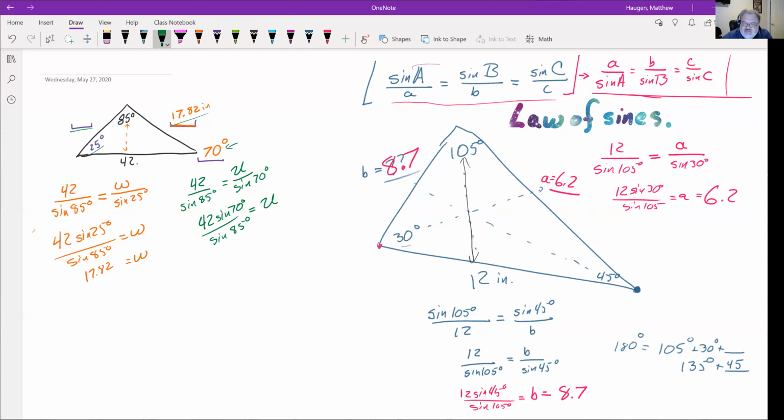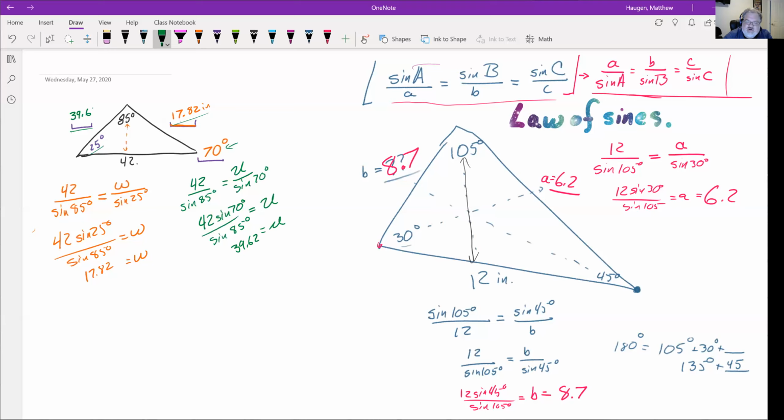So 42 sine 70 degrees over sine 85 degrees. Again, we can calculate that. And what do we get? 39.62. And in scale of our 42 and 17 and such, that seems like a perfectly reasonable number.